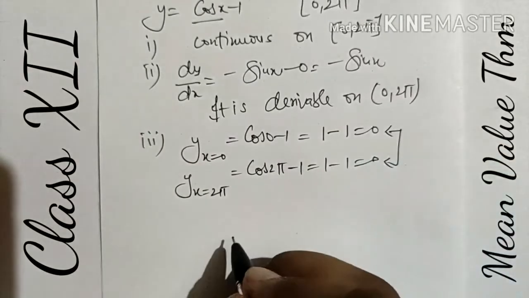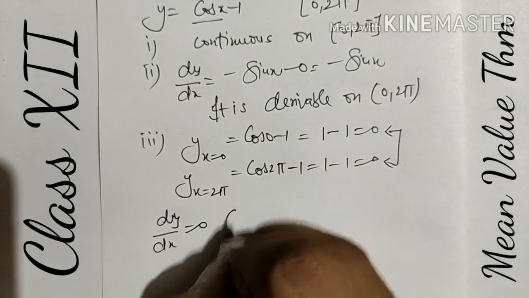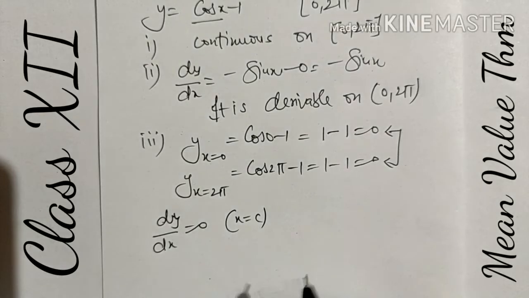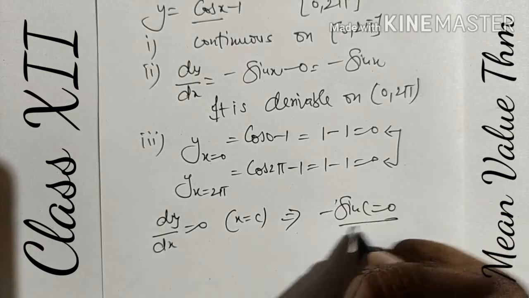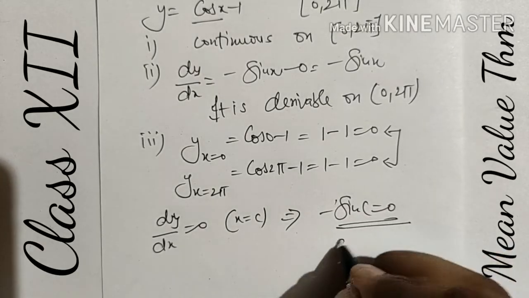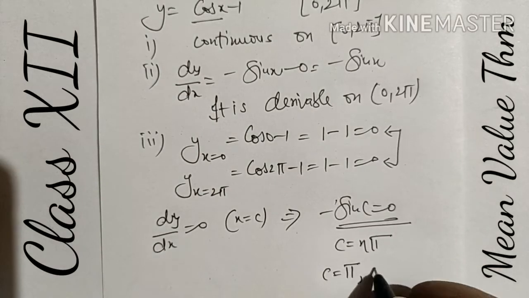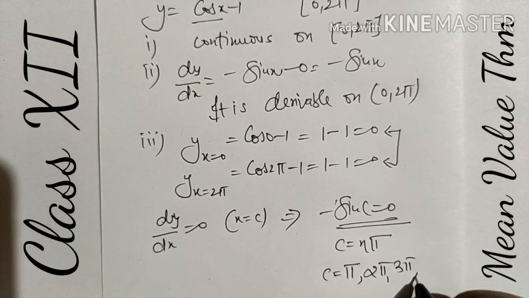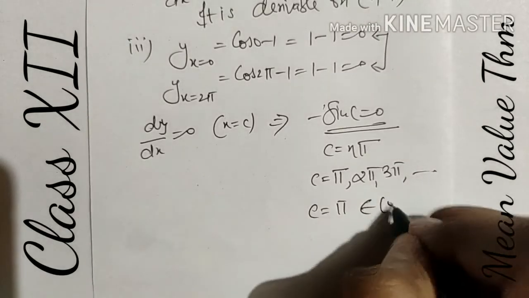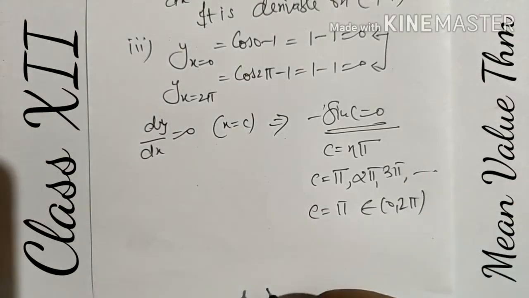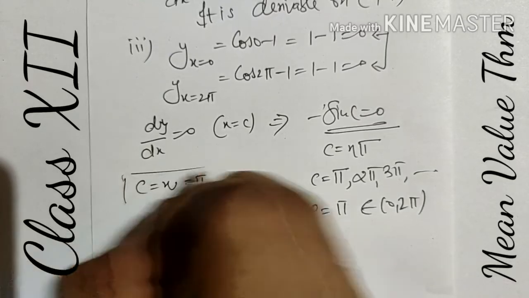Rolle's theorem is applicable. Now we have to take the first derivative, which should be 0 when x is equal to c. It means minus of sine c should be 0. In 11th class we have done, sine theta is 0 when c is n pi. Means c should be pi, 2 pi, 3 pi, like this and so on. But here c is equal to pi, which belongs to the interval 0 to 2 pi. So as you know, c is the value of x. It is given by pi.